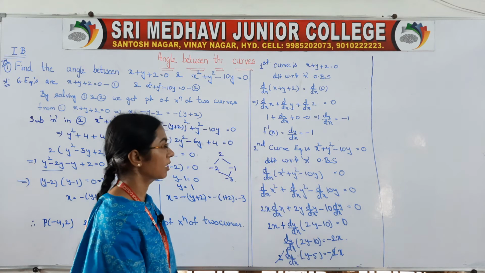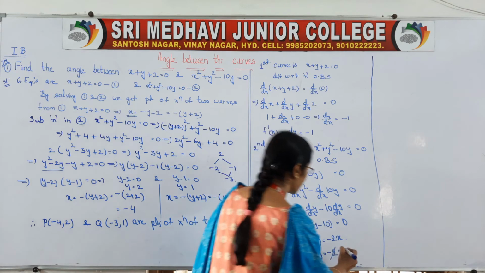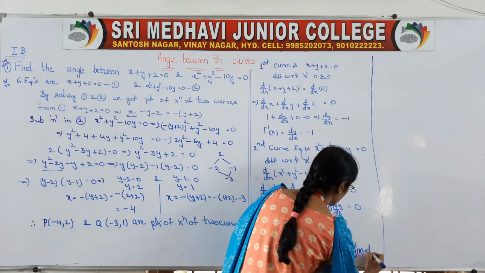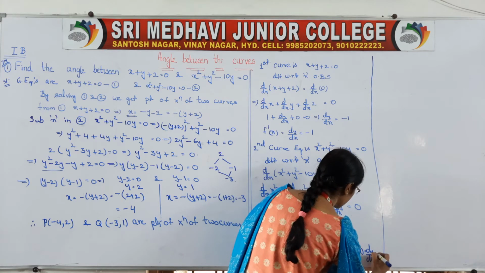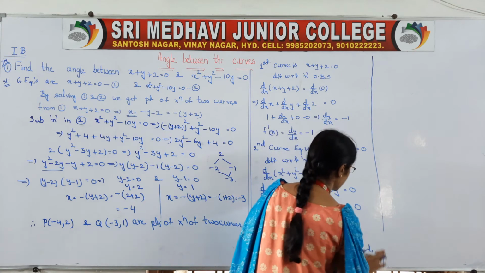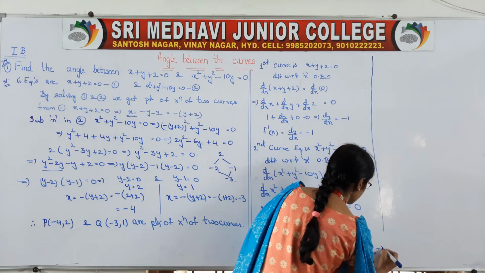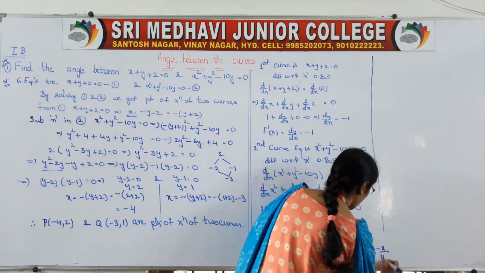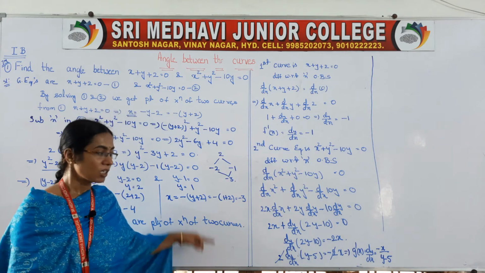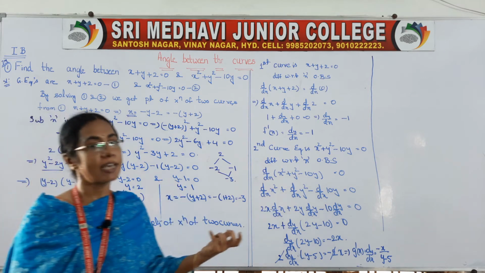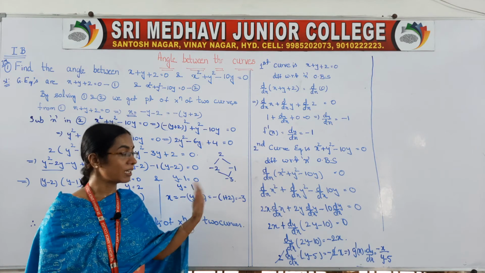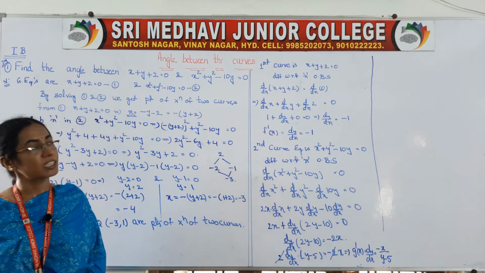2 cancels. So your dy by dx, that means g dash x, is equal to dy by dx is equal to how much you are having? Minus x, right? Minus x by y minus 5. We want only dy by dx, right? And that can be taken as g dash x. Why g dash x? g of x is the second curve, then its derivative will be g dash x.